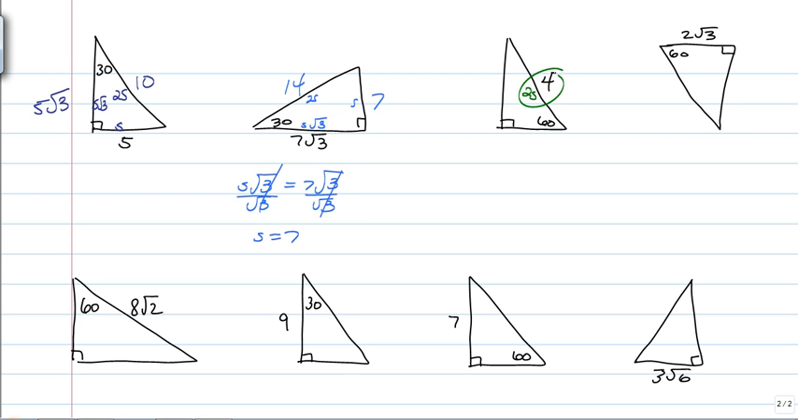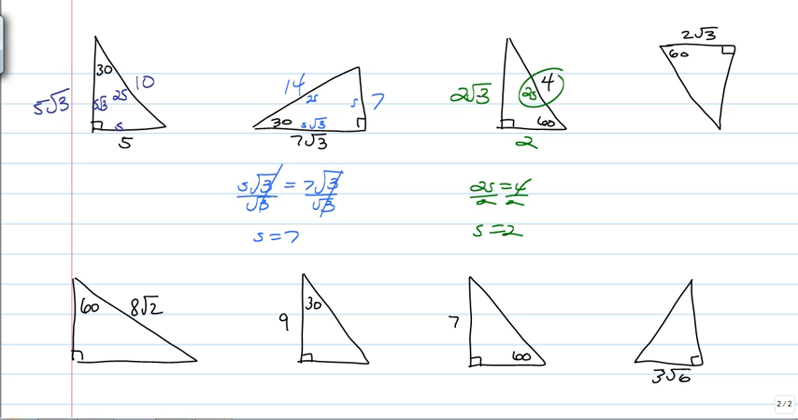That's my 2 times the short side. So if 2 times the short side is 4, then 2S is equal to 4, which means my short side is 2. So this is 2. That makes this 2 root 3, and we are good to go on that guy.